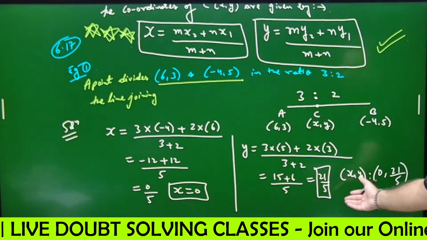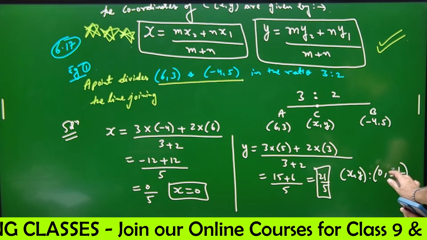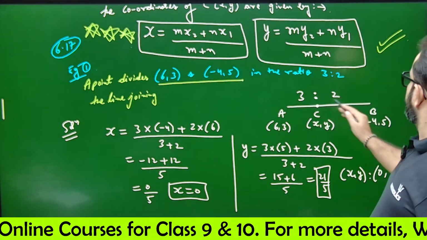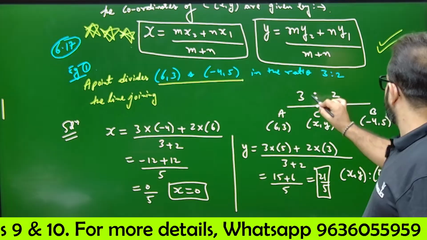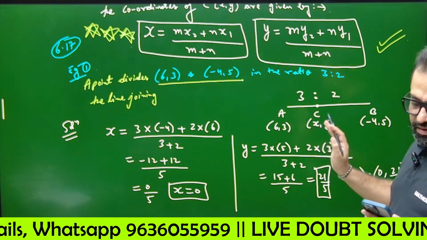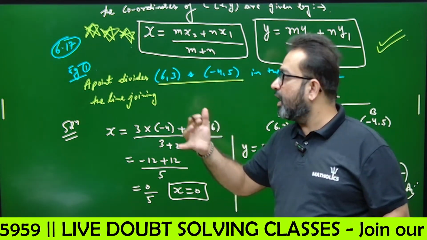Copy this. The coordinates are 0 comma 21 by 5. Okay, everyone sorted. This is the correct answer. I haven't checked, so check it. 3 into minus 4 is minus 12, 2 into 6 is 12, 12 minus 12, okay, 0. It will be 0, and it will be 3 into 5 is 15, and 6, 21 by 5. Okay, sorted. Correct answer. The coordinates for the point dividing a line segment, you must know how to find out.